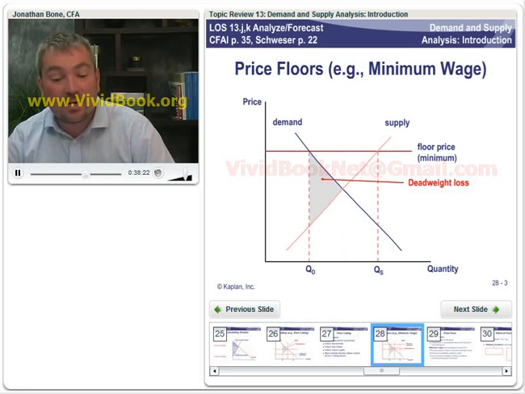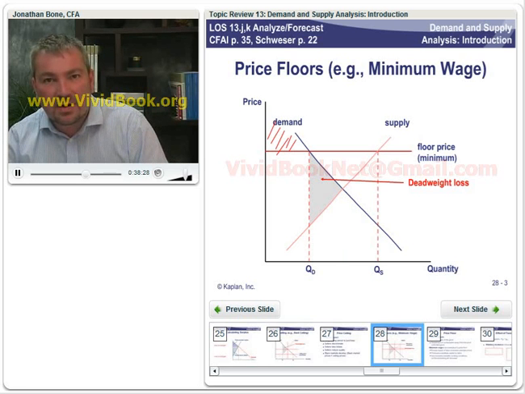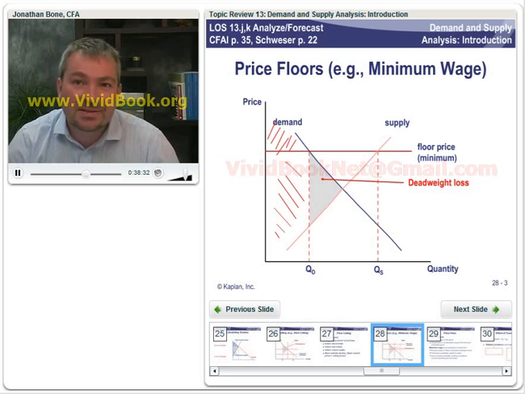So there you go, there's the quantity supplied, there's the quantity demanded, and there is our deadweight loss. Now, of course, the prices are very high here. So notice here is our consumer surplus, much smaller because they're paying a high price. And here is the producer surplus. Okay, so the producers may well like price floors.